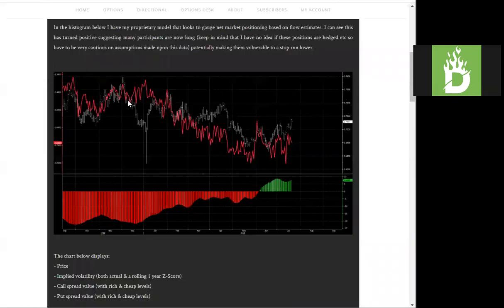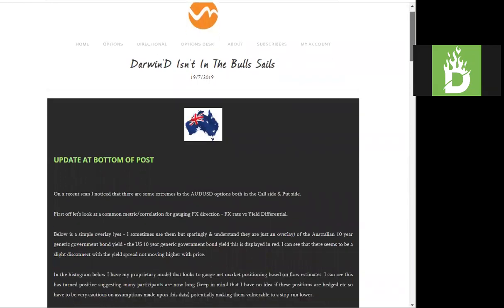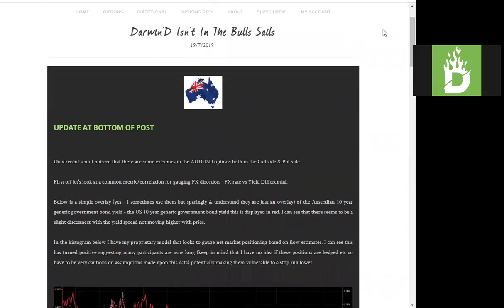Maybe this was trade of the year for me, or one of them. This was probably the best trade that I put on, but it wasn't the trade that taught me the most. So anyway, again, excuse the shitty pun.